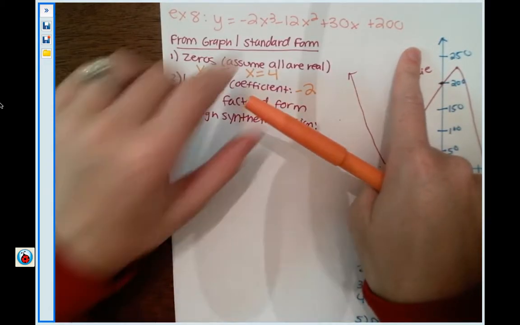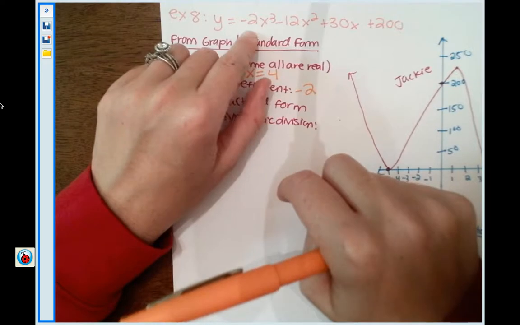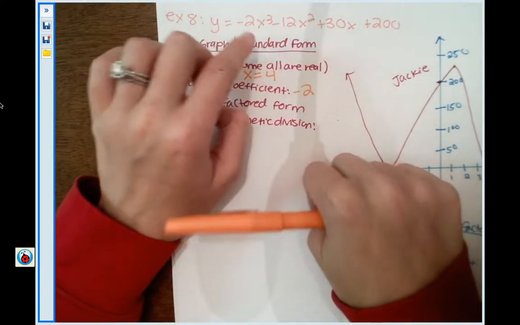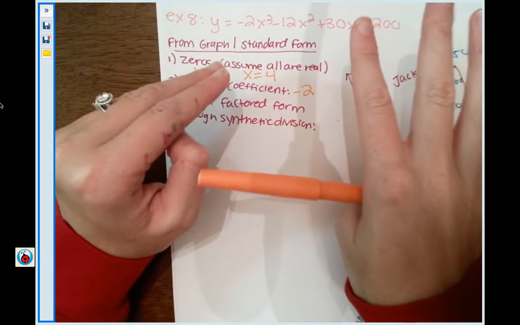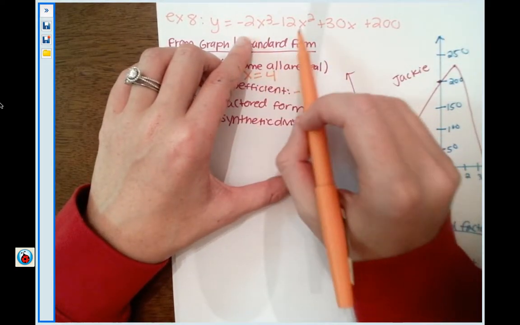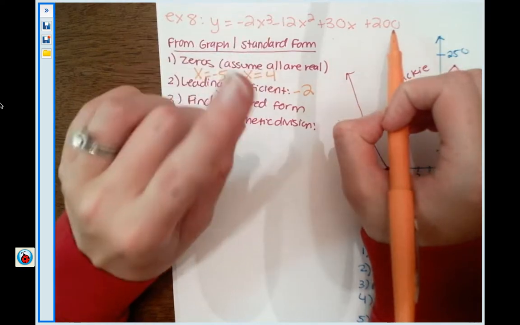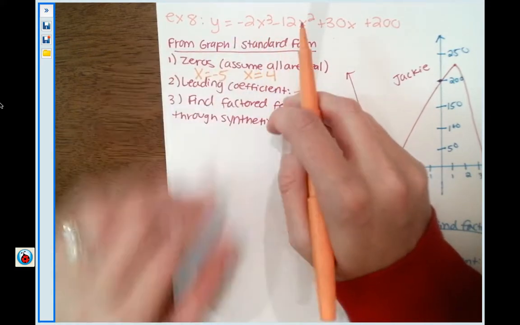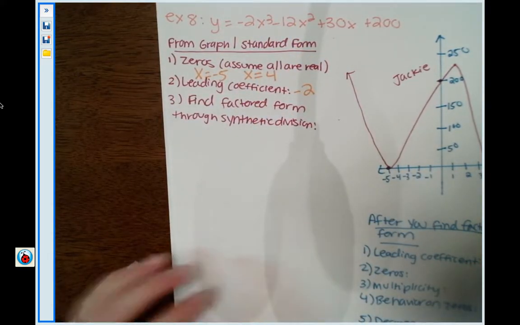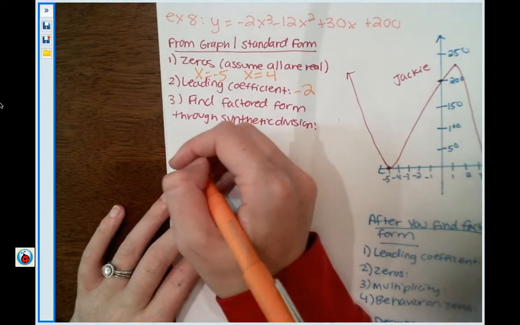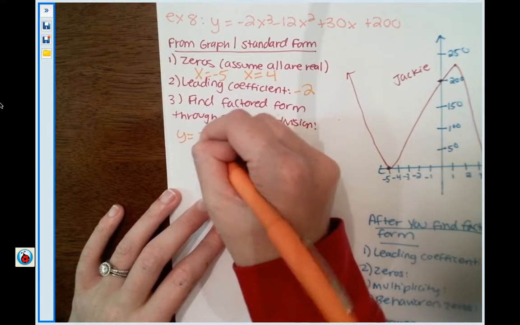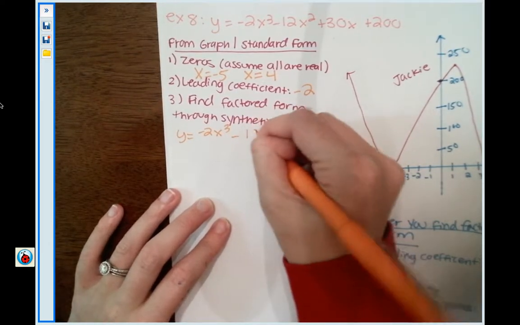But also, you guys, we don't want negatives in the very first term. When we start writing factored form, if we have a negative left over, it's going to cause problems. So 2 does go into 2, 12, 30, and 200, but I'm also going to factor out a negative number, because we do not want that first term to be negative when we start doing our synthetic division. So I'm going to factor out my -2. I'm going to rewrite standard form right here.